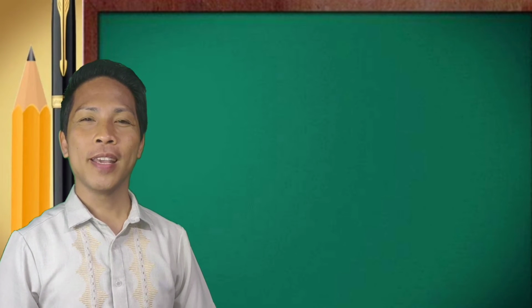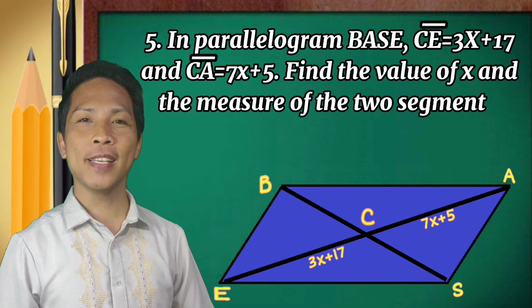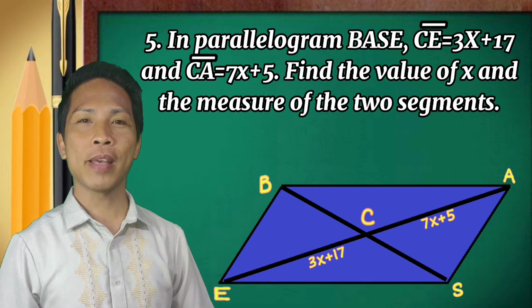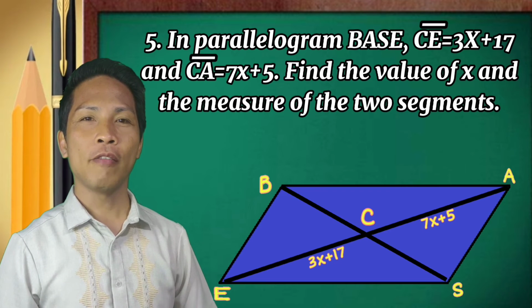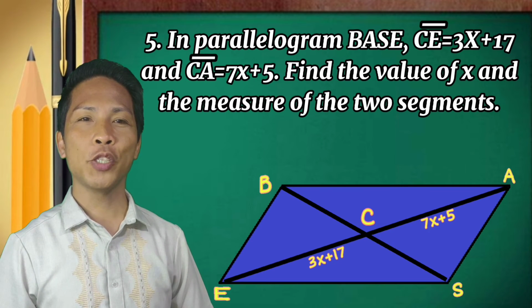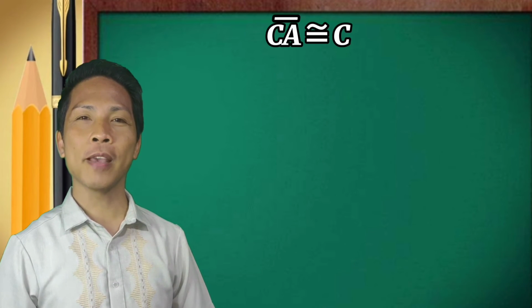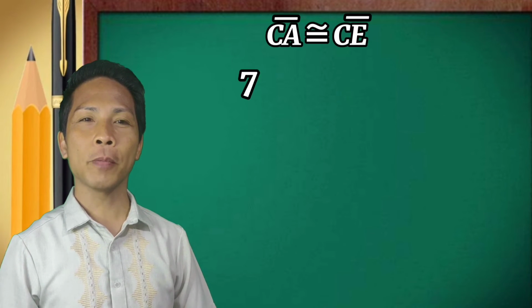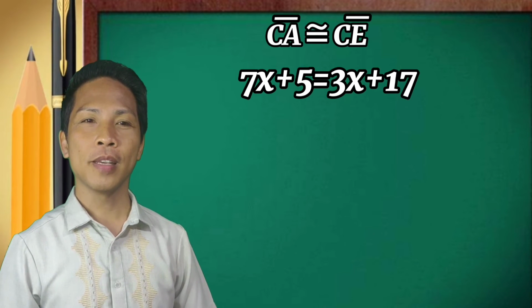Next example, in parallelogram BASE, segment CE equals 3x plus 17 and segment CA equals 7x plus 5. Find the value of x and the measure of the two segments. Segment CA is congruent to segment CE. So our equation now is 7x plus 5 equals 3x plus 17.